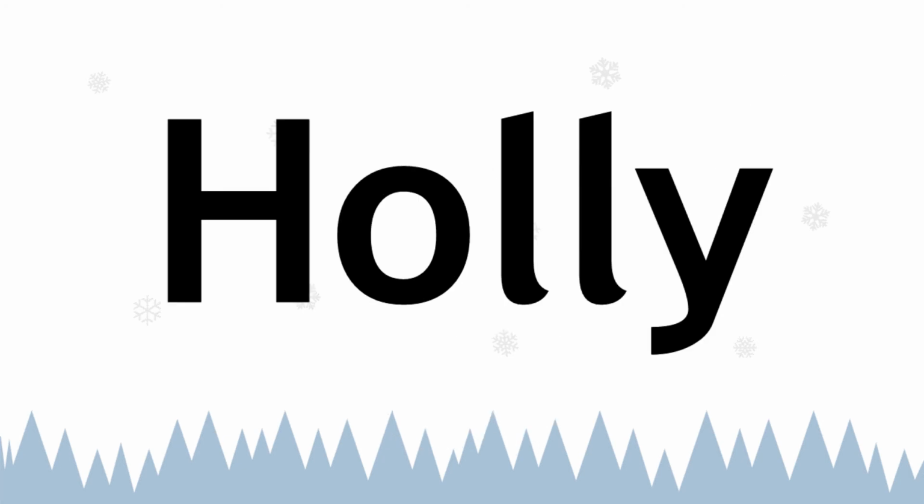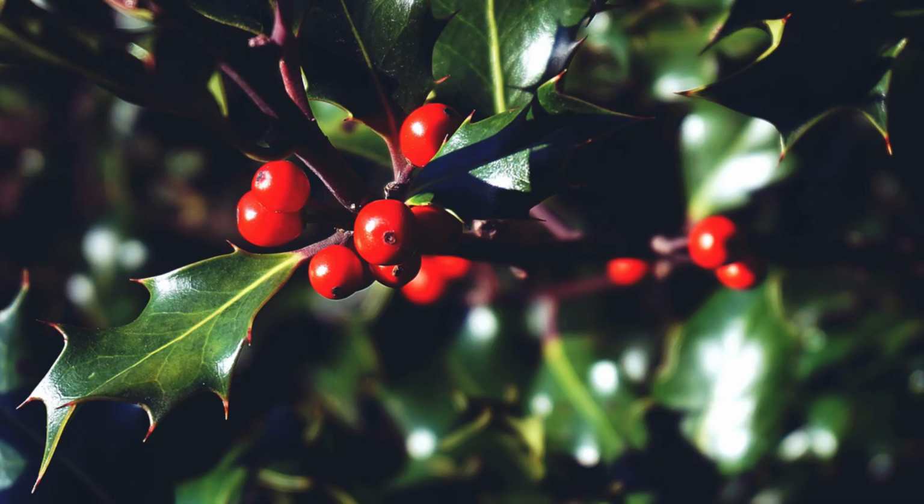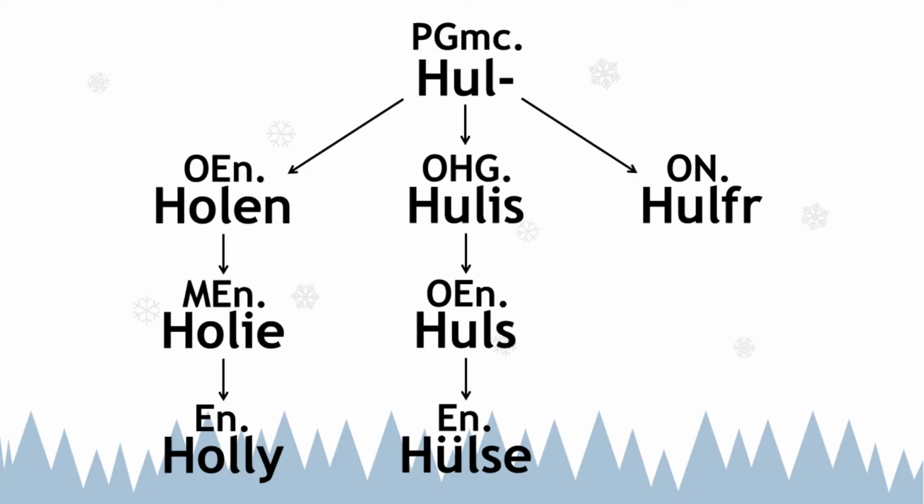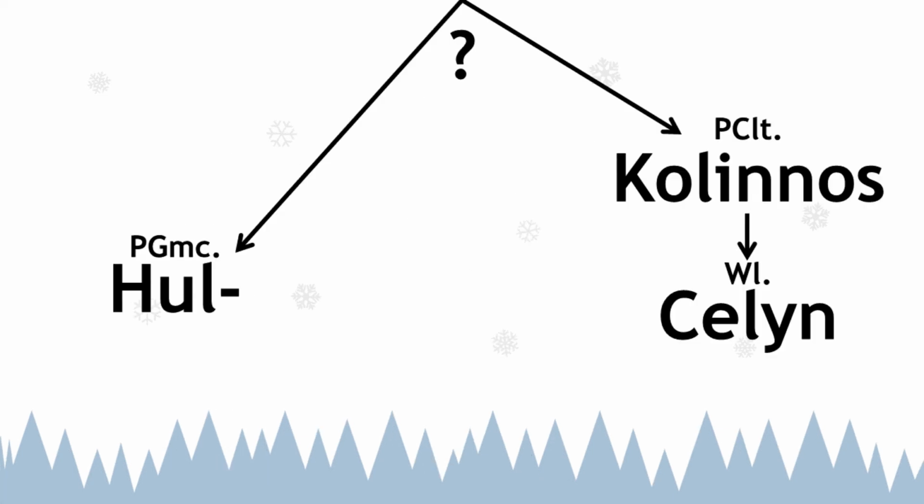Probably the most Christmassy plant is holly. It's been used in winter festivals since long before Christmas came about, likely due to it being an evergreen, and because of its bright, blood-red berries. The word comes from Old English hollin, from an earlier Germanic word of unknown origin, but perhaps related to Proto-Celtic kollinos, which gave, for example, Welsh celyn.